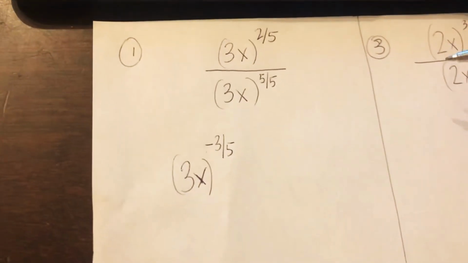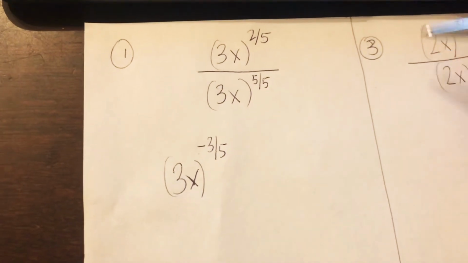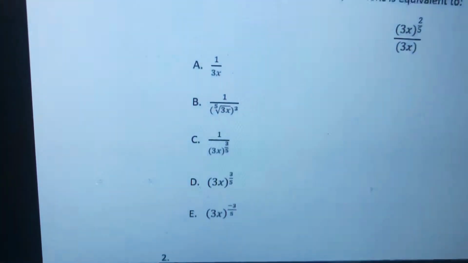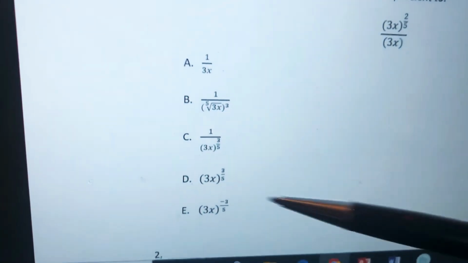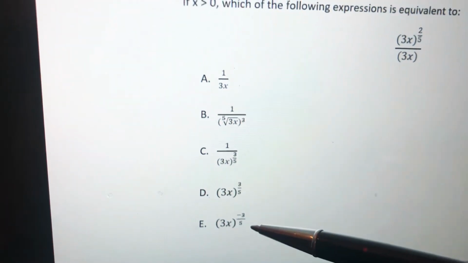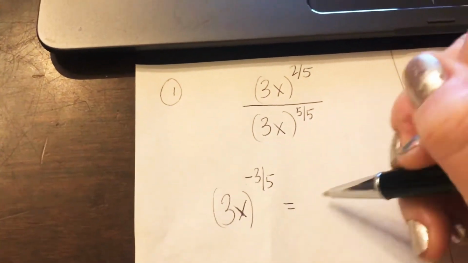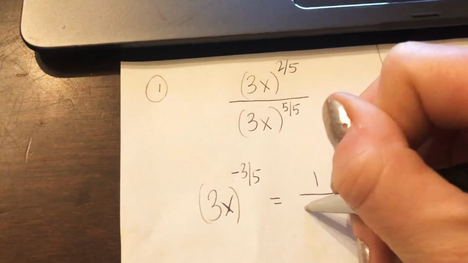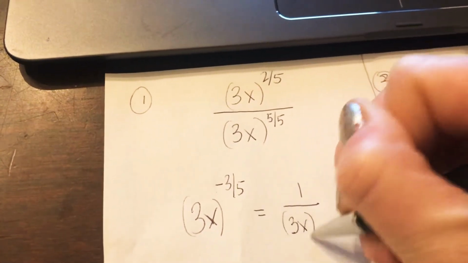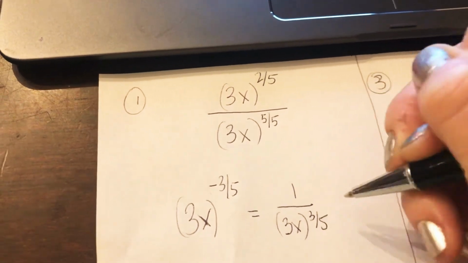All right, now I want to find out which of the following are equivalent to that. So one of the solutions is E, because it's 3x to the -3/5. So E is one of the answers. But how else can I write this? I can also write this as 1 over 3x, to the +3/5.